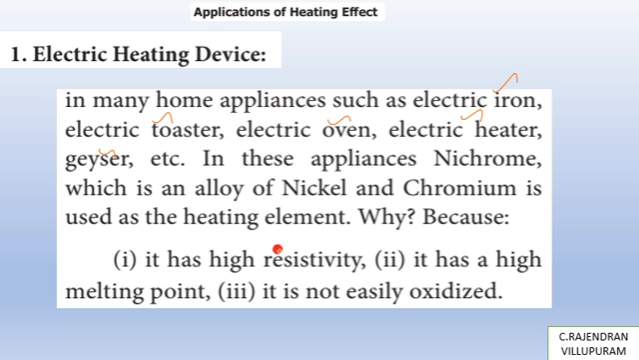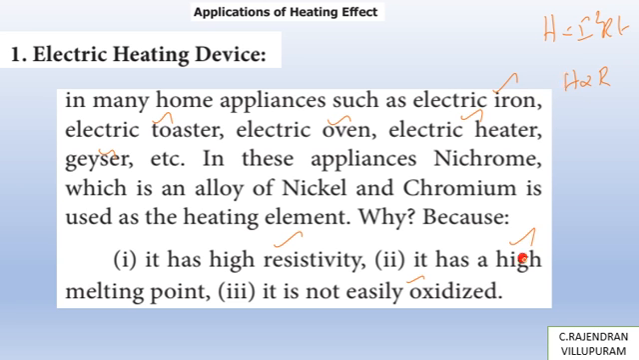What are the following properties? That conductor will have high resistivity, have a high melting point, and it should not be easily oxidized. So these three properties may be asked in the 2-mark question. That means, what are the properties that an element should have while using in an electric heating device? They can ask like that. It has high resistivity. Why does it need high resistivity? We know the formula H is equal to I squared R T. That means H is directly proportional to R. Since resistivity is more, the amount of heat produced is also more.